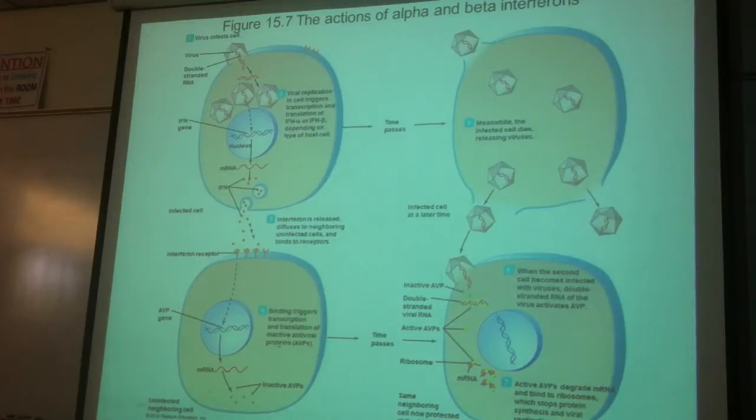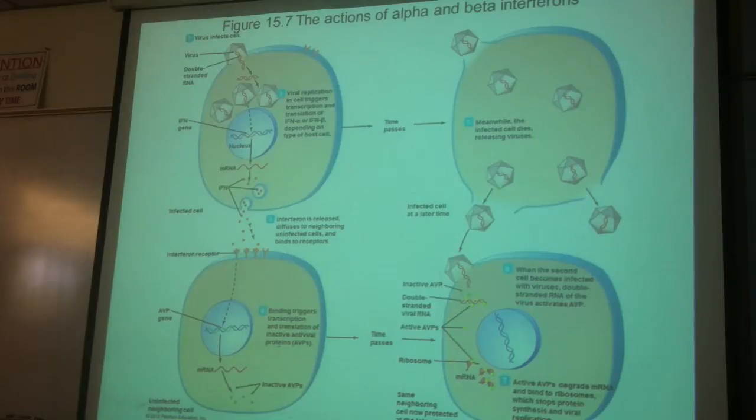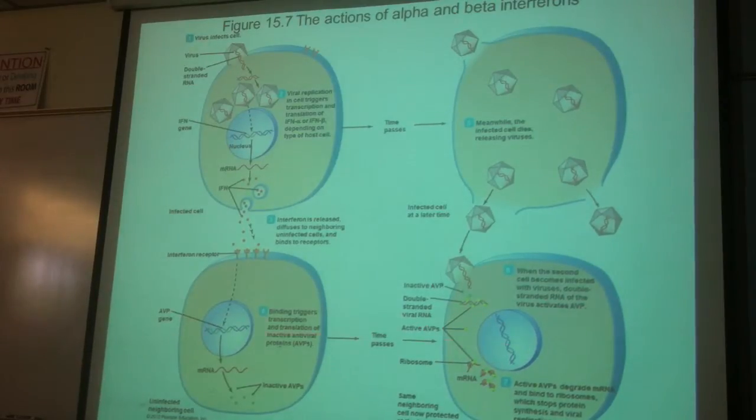Viral replication in the cell triggers the transcription of these interferons, the alpha and the beta. It depends on the type of host, but basically that transcription turning on sends a signal. So the interferons start leaking out of the cell, saying there's bad stuff going on in the cell, it's being taken over. That interferon release diffuses to neighboring uninfected cells, binds to their receptors, and that binding triggers transcription and translation and activates the ADP genes, okay? ADPs.